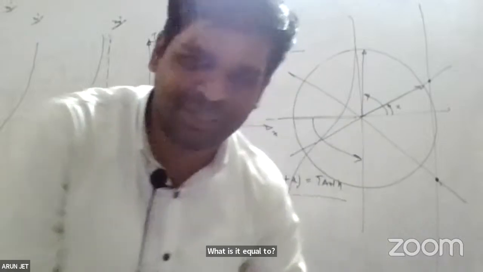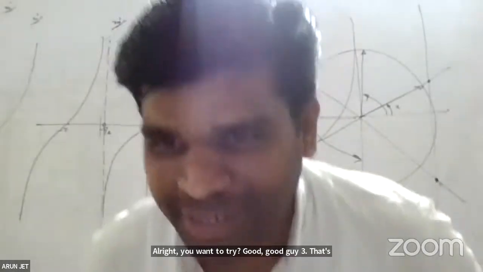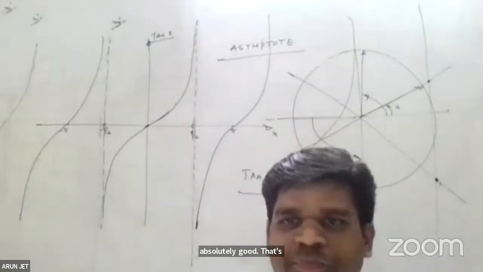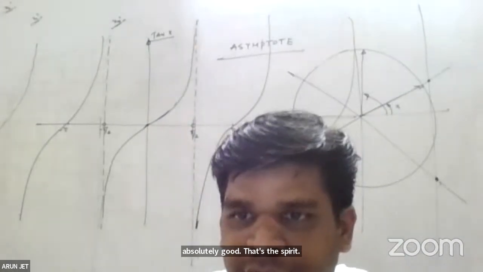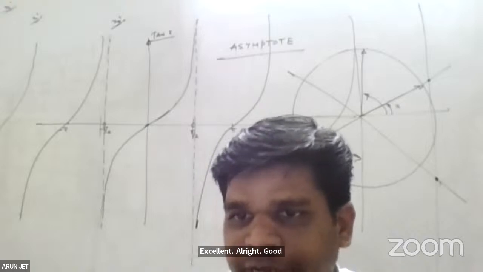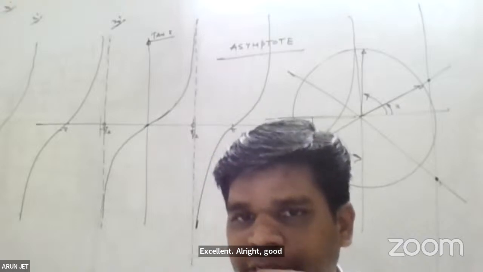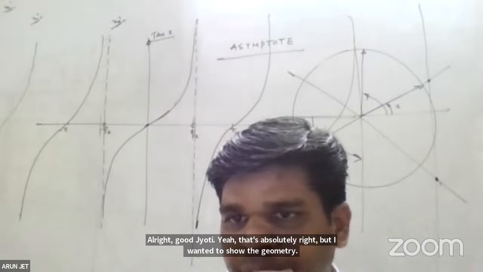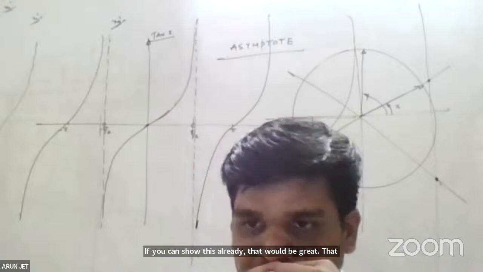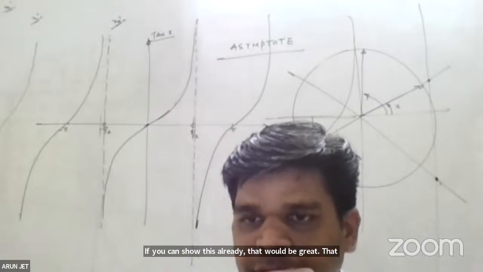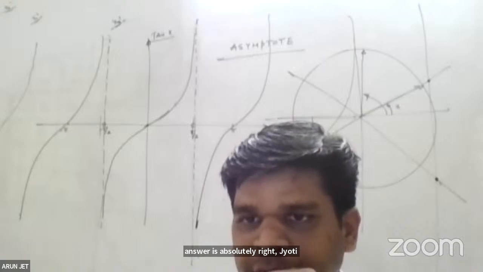Good, Gayatri. That's absolutely good. That's the spirit. Excellent. All right. Good, Jyoti. Yeah, Jyoti, that's absolutely right. But I want you to show the geometry. If you can show the geometry, that would be great. That answer is absolutely right, Jyoti. But can you show the geometry?